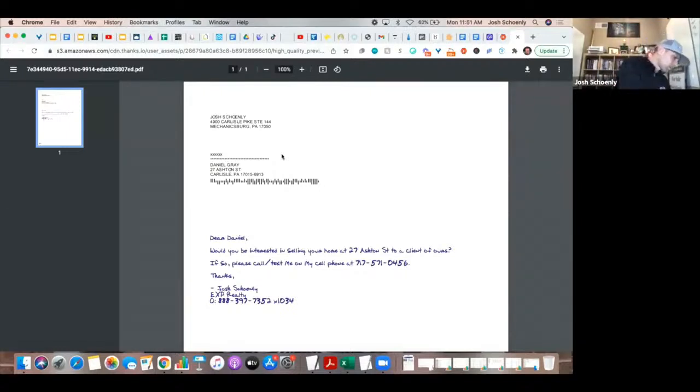I thought I had a postcard example. I'm sorry, a note card example from Thanks as well, but I don't seem to have one here. And then I would just keep cycling, literally just keep cycling. That would be a more aggressive direct mail plan. But let's say you don't want to get quite that aggressive.